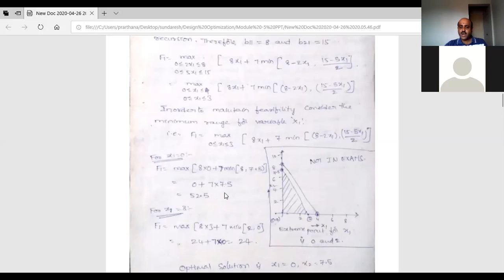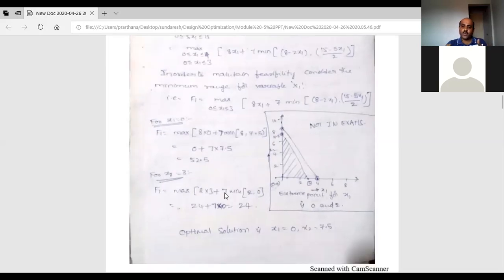In a similar way, you have to try x1 is equal to 1, x1 is equal to 2, and x1 is equal to 3. So the maximum you can go up to is 3. In between you can try 1.5, 2.5, 3.5, 1.1, 1.2, not an issue for us. But what we want is f should be maximum, and you should get the minimum value of x1 and x2. This is how we are going to solve this problem.